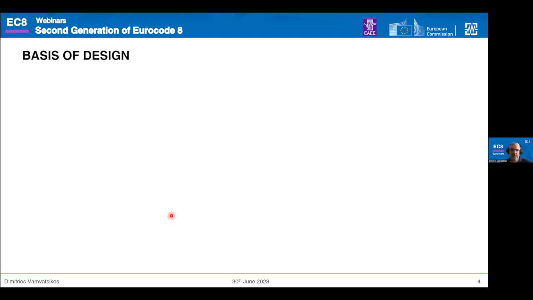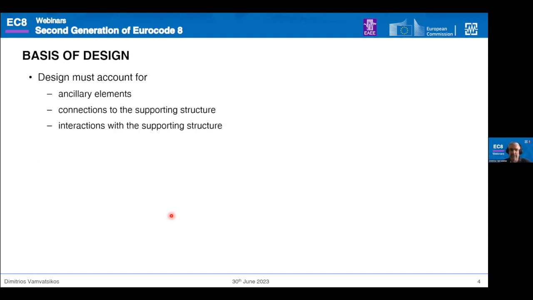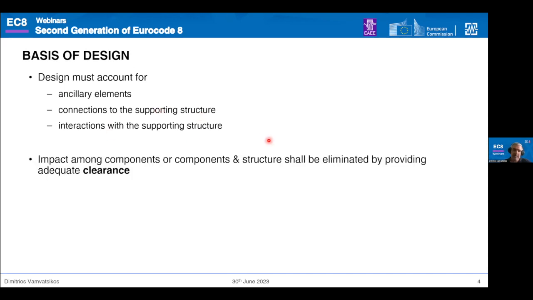Now, just to give you an idea, here's the basis of design for this. In general, your design must account for the ancillary elements, easy. They must account for the connections to the elements of the supporting structure, makes sense, and of course, any interactions with the supporting structure. Impact among components, or between components and structure, should obviously be eliminated by providing adequate clearance. I'm saying this because we have to say it. Partial safety factors, of course, would conform to Eurocode 8 Part 1-2 because we want to be compatible.